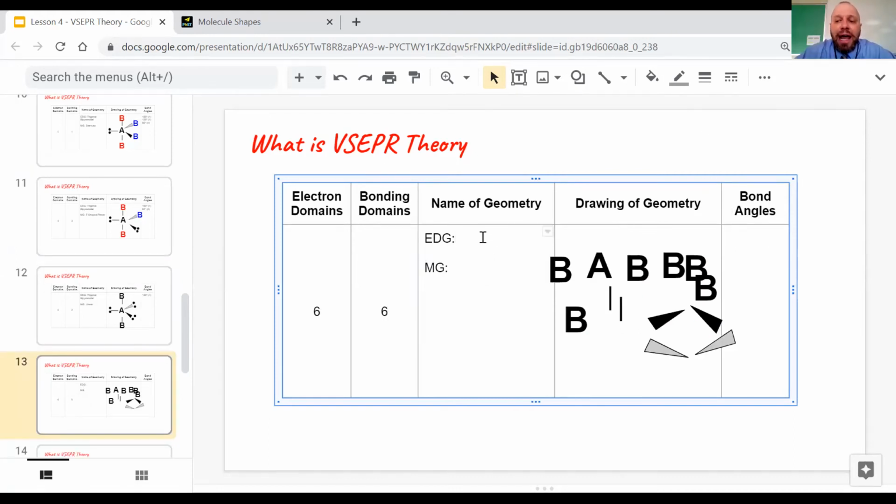Okay, we will now look at our final family of electron domains. So we will not go above 6 electron domains. This is called octahedral, and the name octahedral is coming from an octahedron, which is an 8-sided geometric figure. And again, if we have 6 electron domains and all 6 are bonding, we have an octahedral.